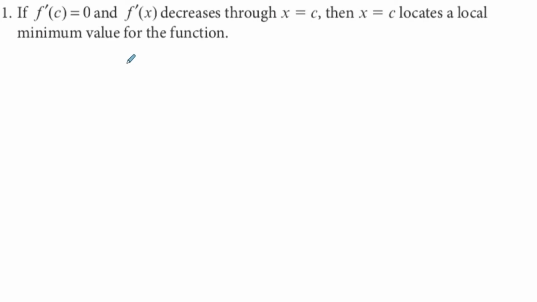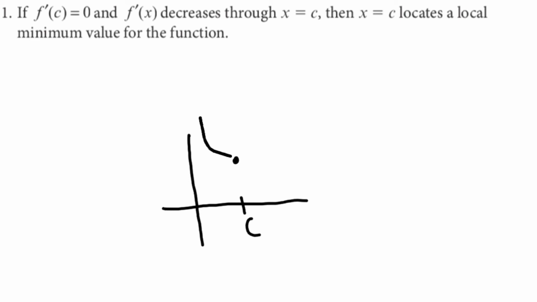All right, number 11. We have the first derivative of c is equal to 0, and f prime, so here's my c value, f prime decreases through c. So that means there were negative values on the left and negative values on the right. So you think of a negative x cubed function, something that starts in the upper left and goes down through c, flattens out at c because we have a derivative equal to 0 there, and then continues down.